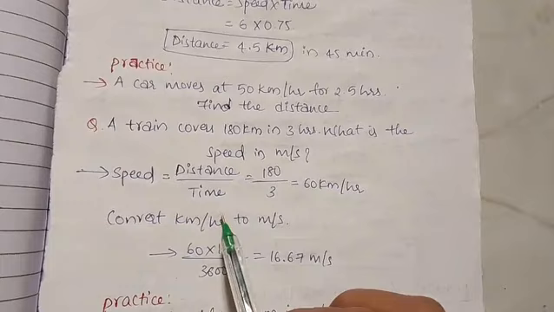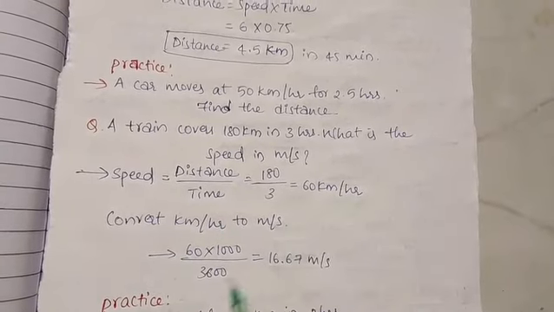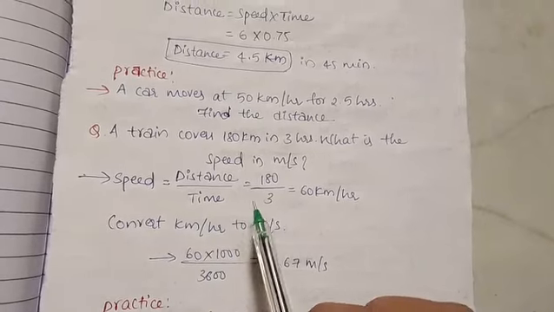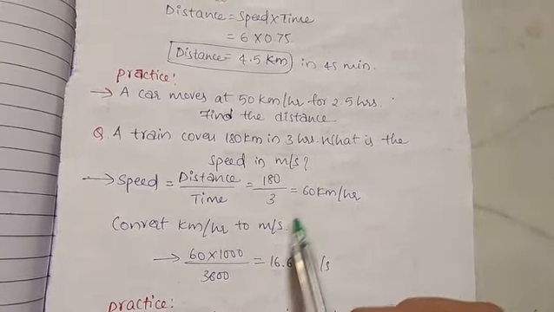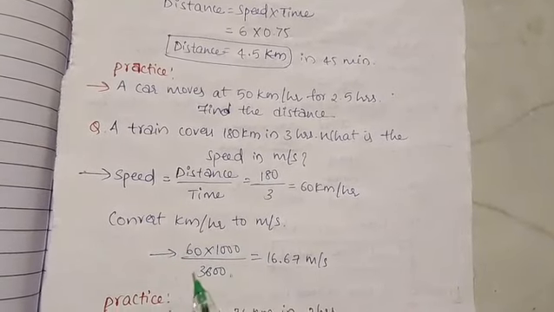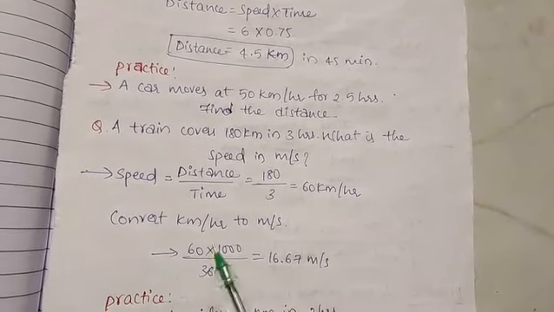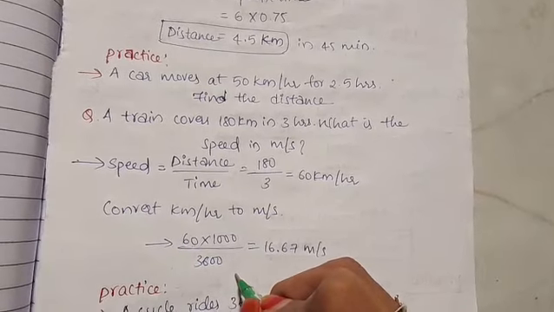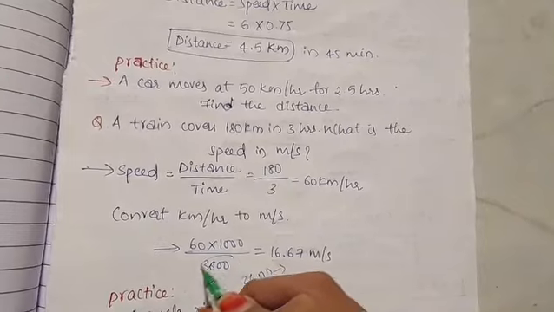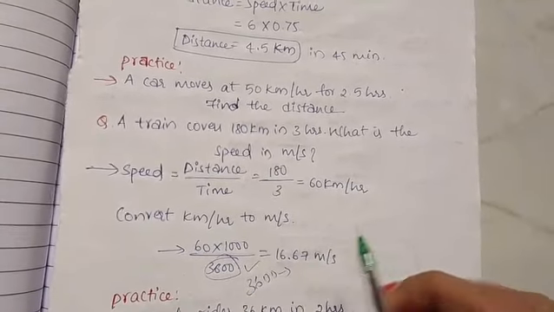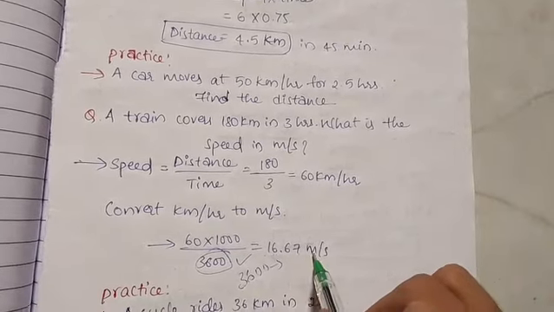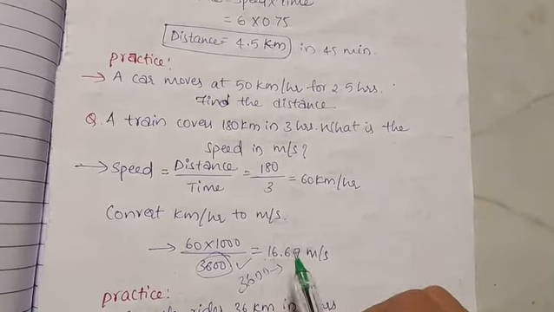We have to find out the speed in meter per second. Let us convert the kilometer per hour to meter per second. Let us see that. 60 kilometer into 1000 divided by 3600. Here we have taken 3600 because in 1 hour we have 3600 seconds. That is equal to 16.67 meter per second. This is the answer we will get.